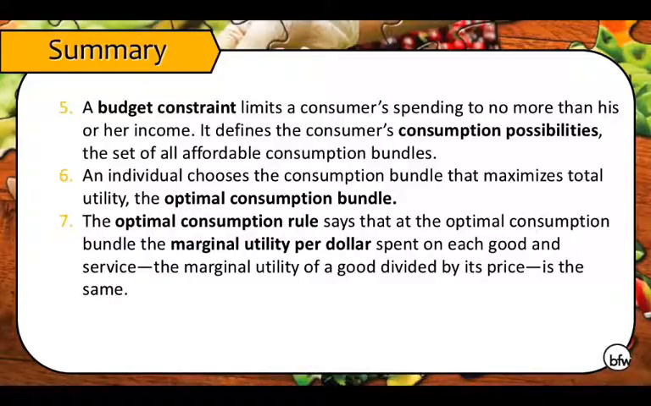A budget constraint limits a consumer's spending to no more than his or her income. It defines the consumer's consumption possibilities, the set of all affordable consumption bundles. An individual chooses the consumption bundle that maximizes total utility. That is called the optimal consumption bundle. And the optimal consumption rule, or the utility maximization rule, says that at the optimal consumption bundle, the marginal utility per dollar spent on each good and service, the marginal utility of a good divided by its price, is the same.